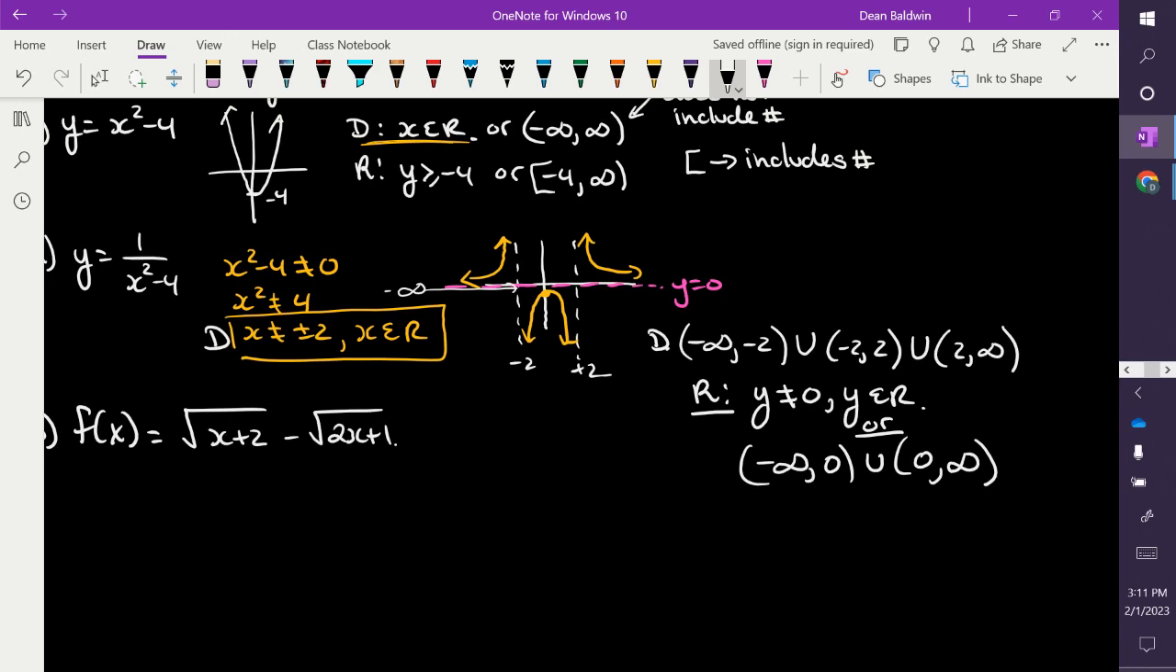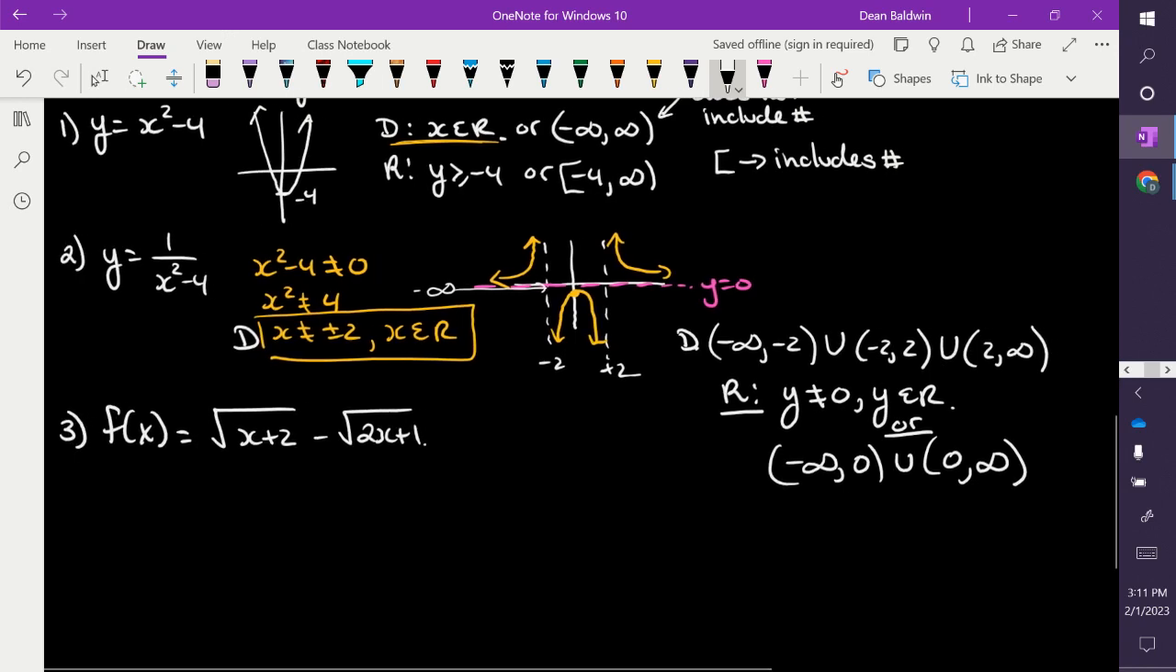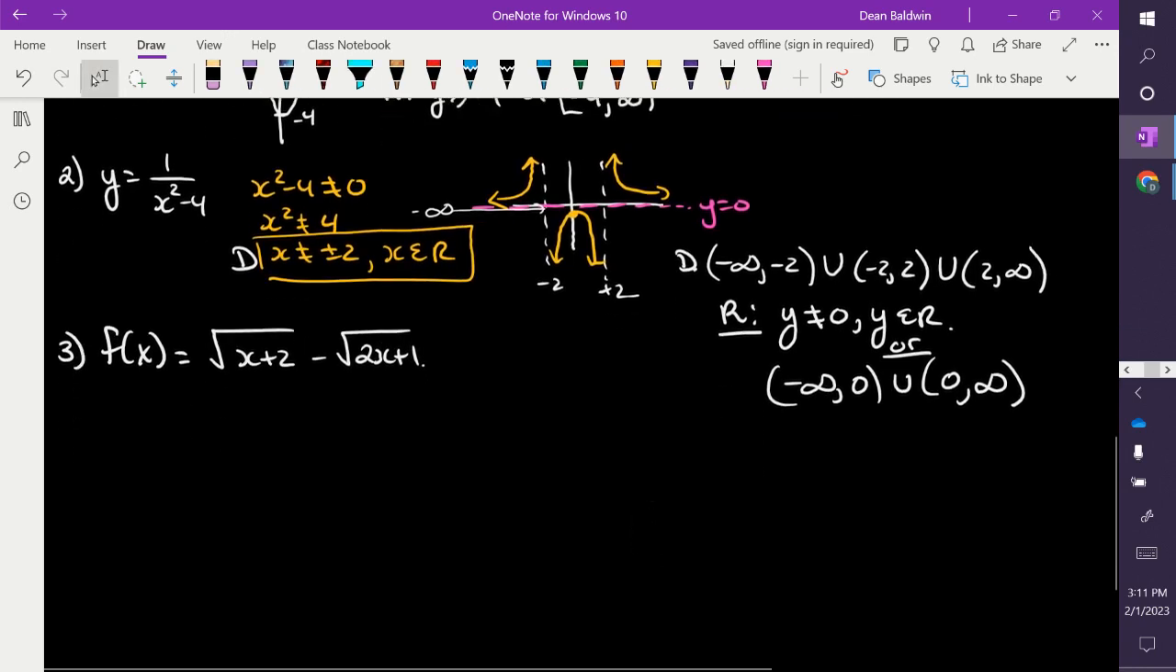Domain is just kind of woven throughout the course. That's why we're kind of looking at it right now. And I just don't want you to freak out if you see this kind of stuff. All right, last one for the day. Root x plus 2 minus root 2x plus 1. So what numbers are you not allowed to square root?